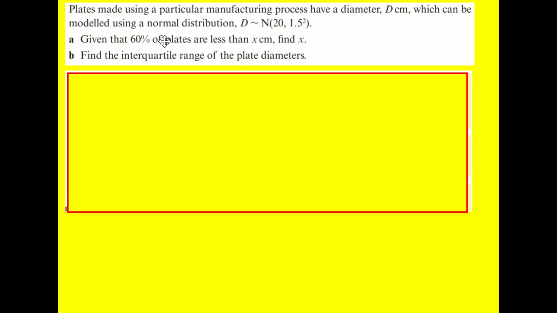Another modeling question. This time we're given a random variable d, which follows this normal distribution. So mu is equal to 20, sigma is equal to 1.5. Given that 60% of plates are less than x, find x.